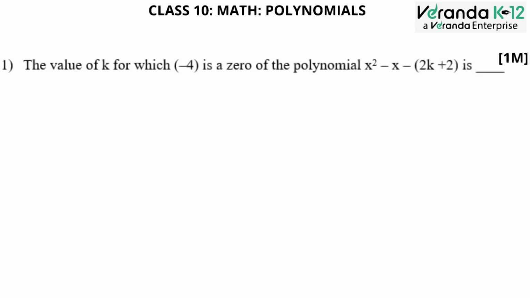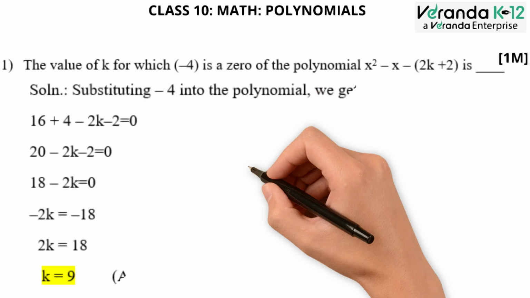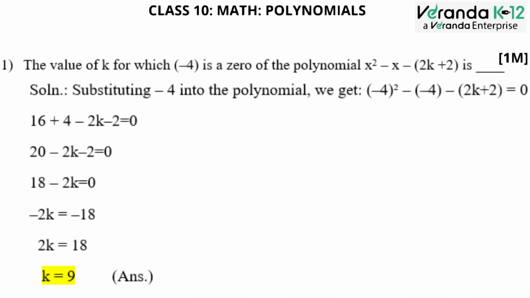Question number 1. So this is a 1 mark type of question. They have asked us the value of k for which minus 4 is a 0 of the given polynomial. So as you know, for finding the zeros, we equate the polynomial to 0. So in this question, they have already given that minus 4 is a 0. So by substituting minus 4 into the polynomial in place of x, we will equate it to 0. And when we solve it, the value of k, we got it as 9.